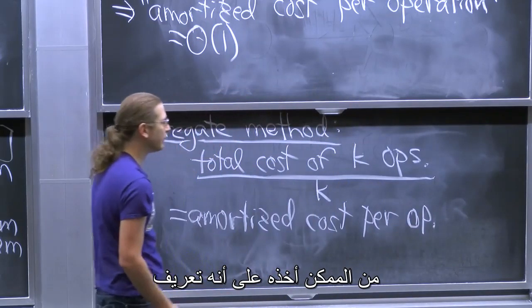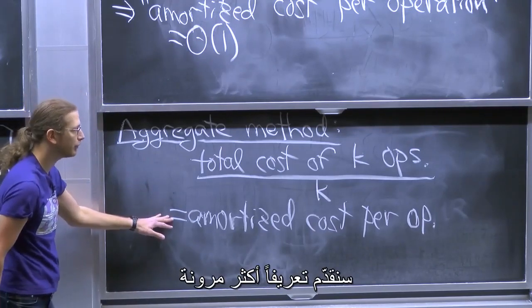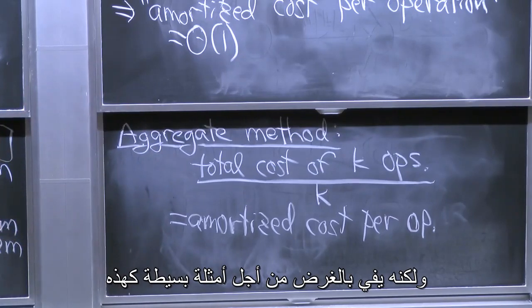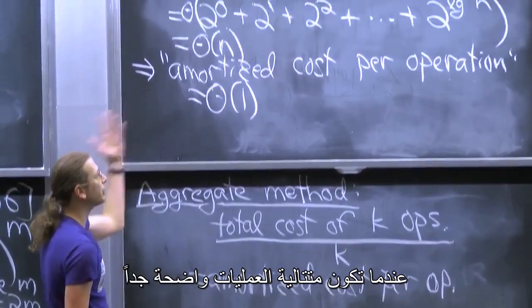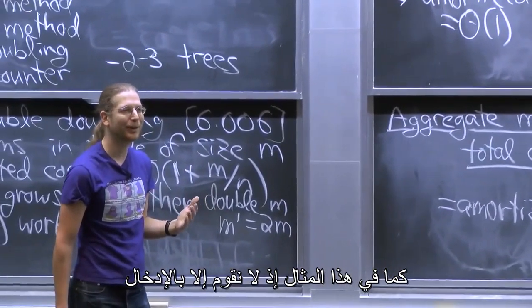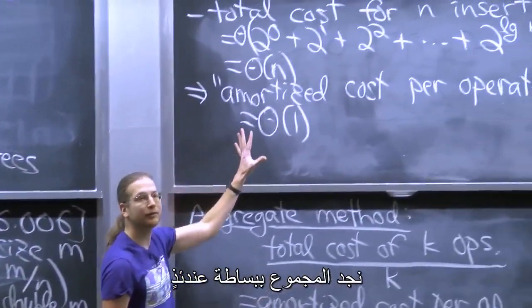You can think of this as a definition, but it's not actually going to be our definition of amortized cost. We're going to use a more flexible definition. But for simple examples like this, it's a fine definition, and it gives you what you want. When your sequence of operations is very clear, like here there's only one thing you can do at each step, which is insert. That's my definition of the problem. Then great, we get a very simple sum.